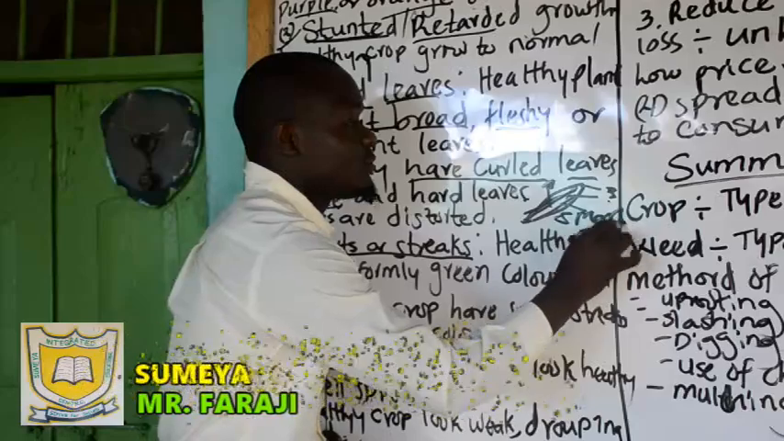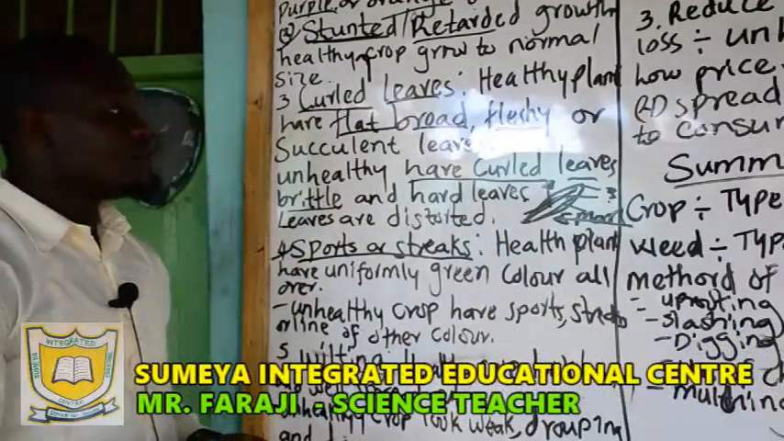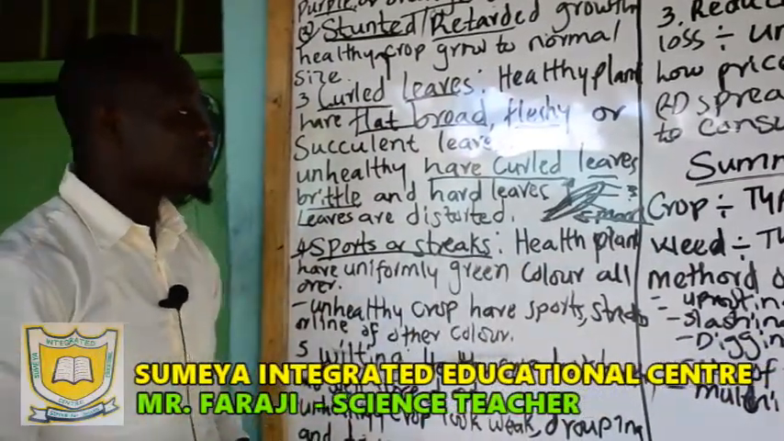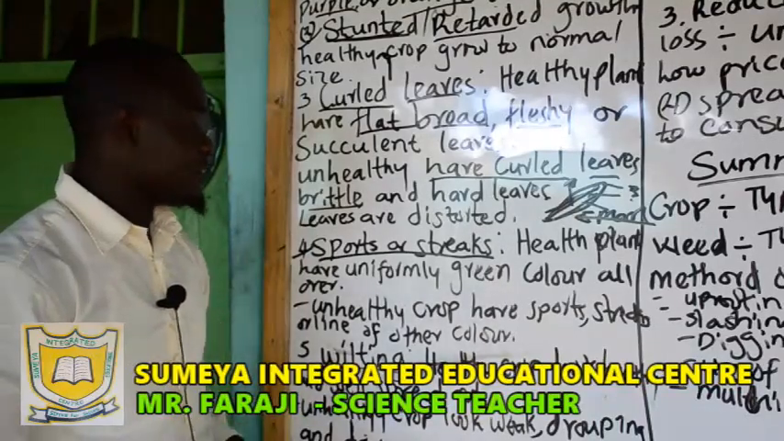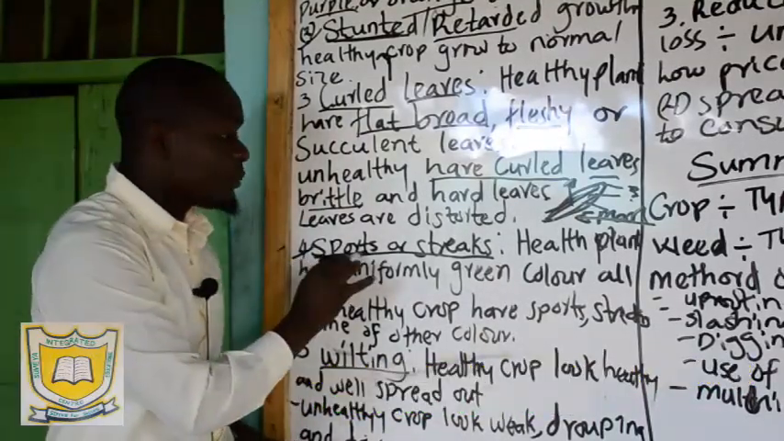In maize plants we call it smut, and you may also experience smut in sugarcane plants, as a disease of maize. Now, we have spots and streaks.